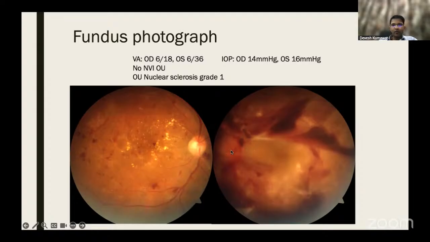In the left eye, you see there is a neovascularization at disc, and then there is vitreous hemorrhage, pre-retinal bleed, which is there. Macula is partly obscured. Foveal center is clear. So you know that the right eye has neovascularization and the left eye has complication arising out of neovascularization.